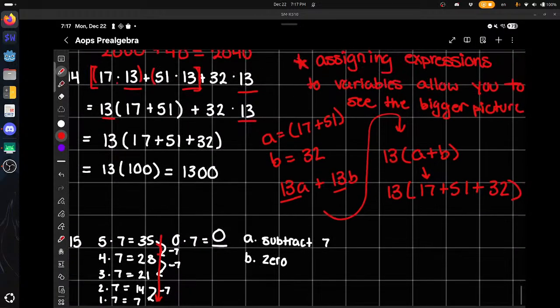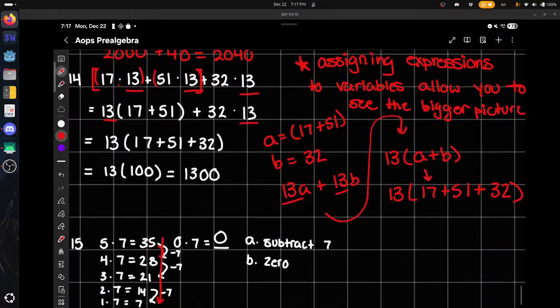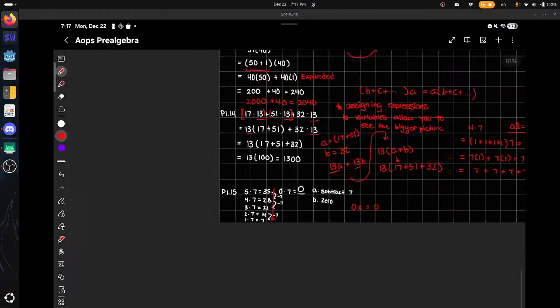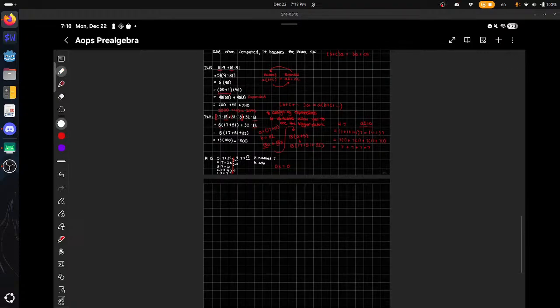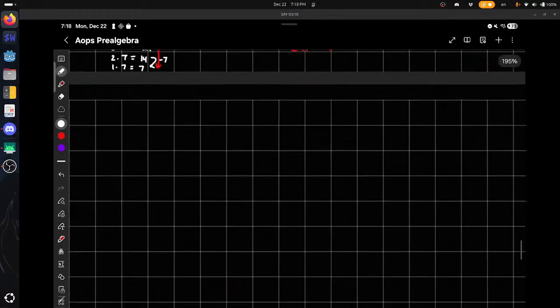So we have a new definition. Any number multiplied by 0 will always give 0. So we essentially destroy the value. Okay. Now we move on to the exercises.